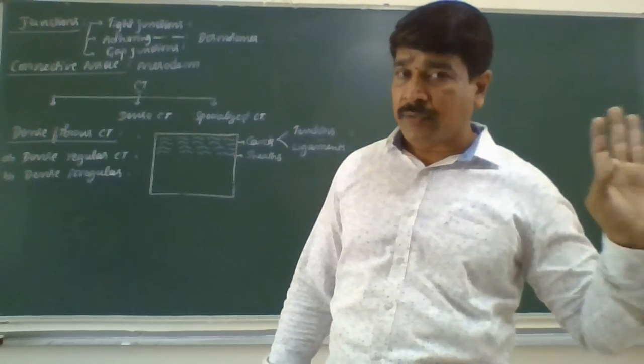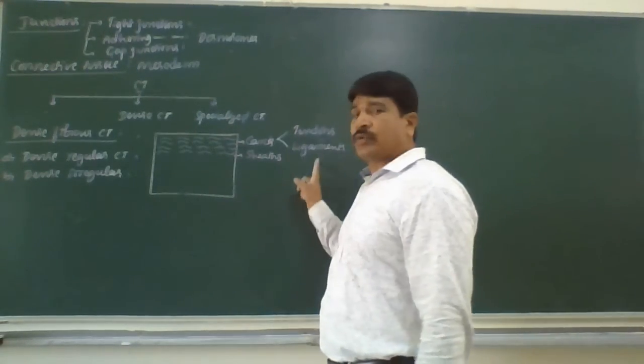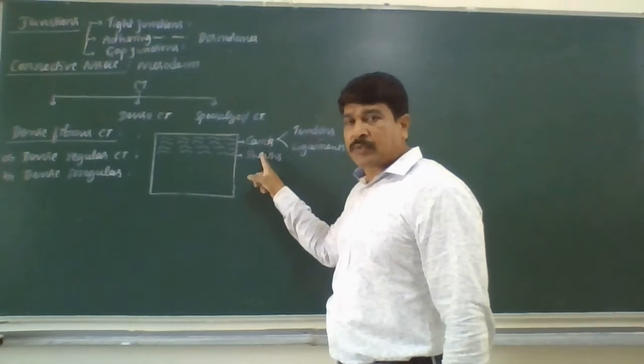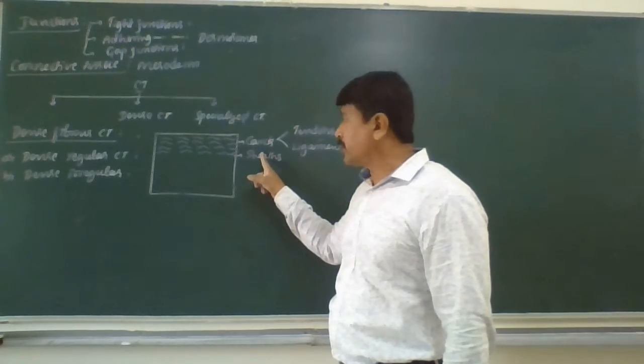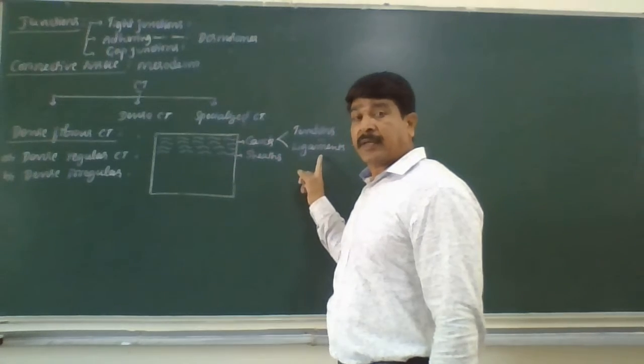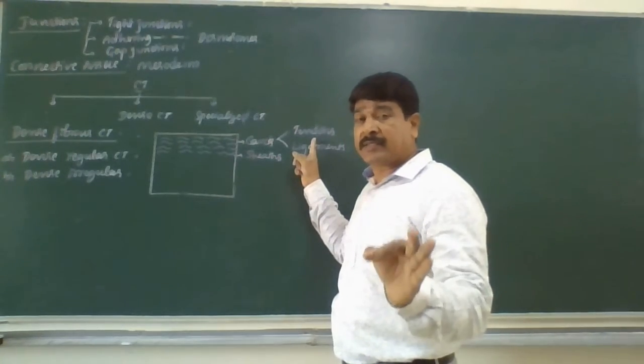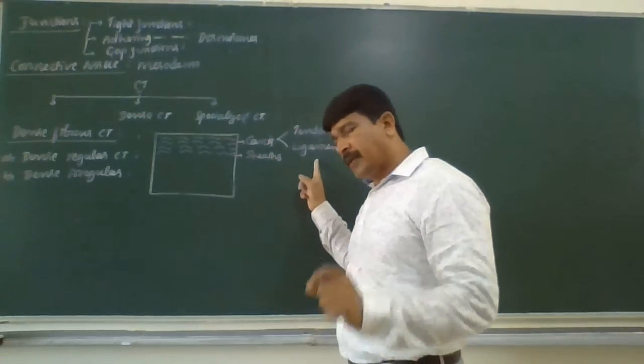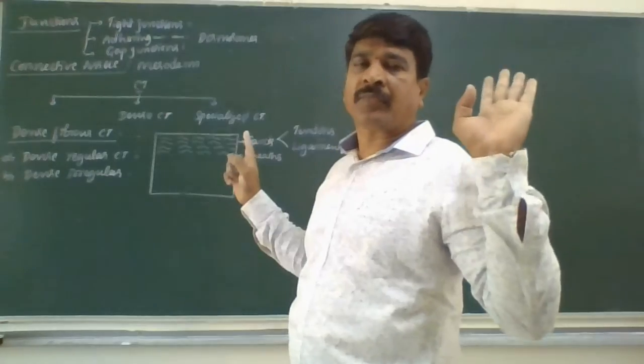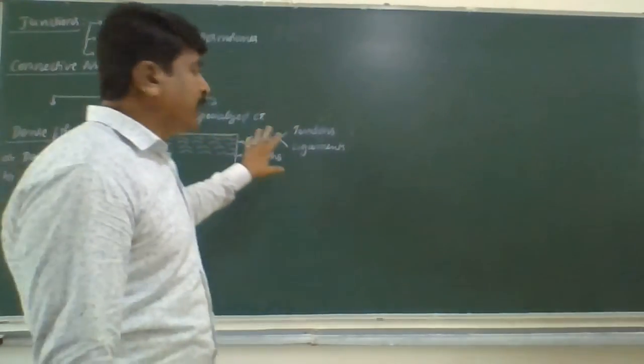I think you are getting this, so you should keep that in mind. So these two are very important. There are two types of cords in dense regular connective tissue, tendons and ligaments. Tendons connect skeletal muscles to the bone, whereas the ligaments connect bone to the bone. So this much you should remember in the dense regular.